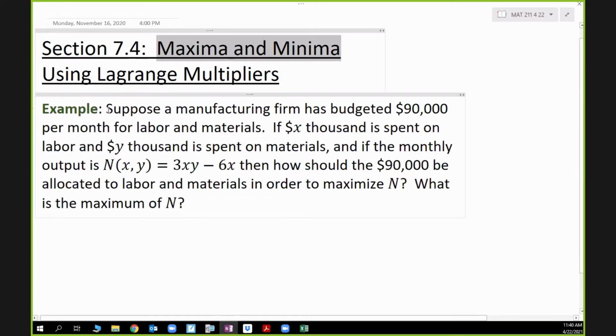In this example, suppose a manufacturing firm has budgeted $90,000 per month for labor and materials. If X thousand dollars is spent on labor and Y thousand dollars is spent on materials, the monthly output is this, of whatever they're manufacturing. Then how should the $90,000 be allocated to labor and materials in order to maximize N? And what is the maximum of N?